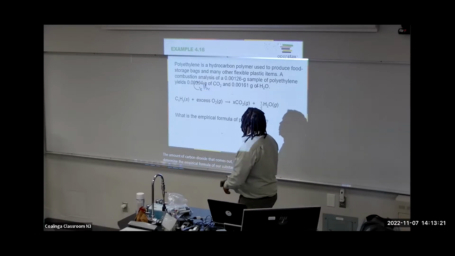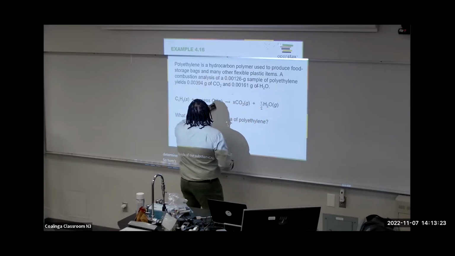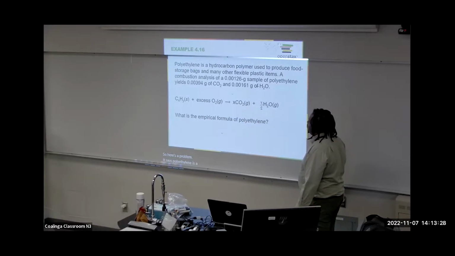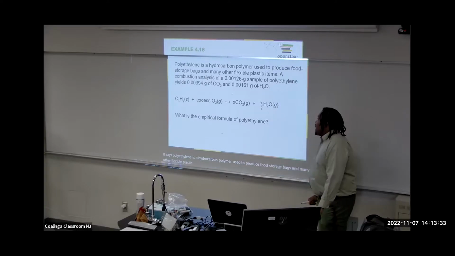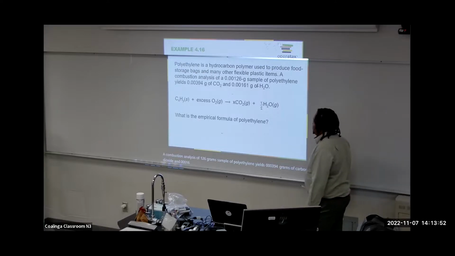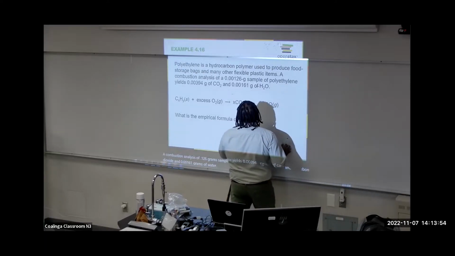Okay, so here's a problem. It says polyethylene is a hydrocarbon polymer used to produce food storage bags and many other flexible plastic items. A combustion analysis of a 0.00126 grams sample of polyethylene yields 0.00394 grams of carbon dioxide and 0.00161 grams of water. What is the empirical formula of polyethylene?